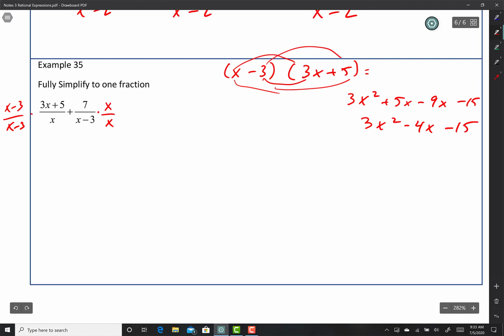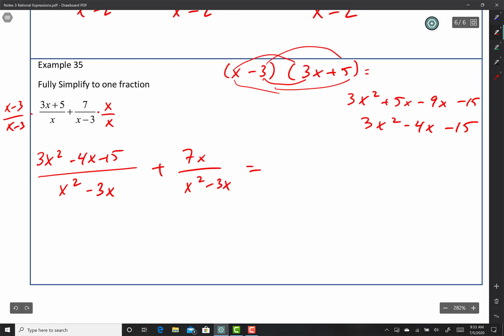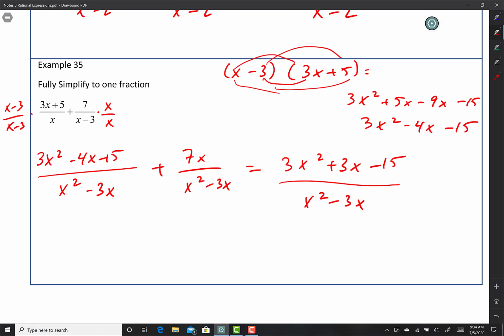All right, so now I'm going to come back over here and write it, guys. So I'm going to write 3x squared minus 4x minus 15 over, and then x times x, that's just x squared. And then x times 3, that's minus 3x. Plus, let's see, 7x over x squared minus 3x. And the denominators are the same, so now I can just add them up. 3x squared, the difference between 4 and 7, 4, 5, 6, 7, is 3. The 7 is larger, so plus 3x, and then minus 15, all over x squared minus 3x. And there it is, guys.